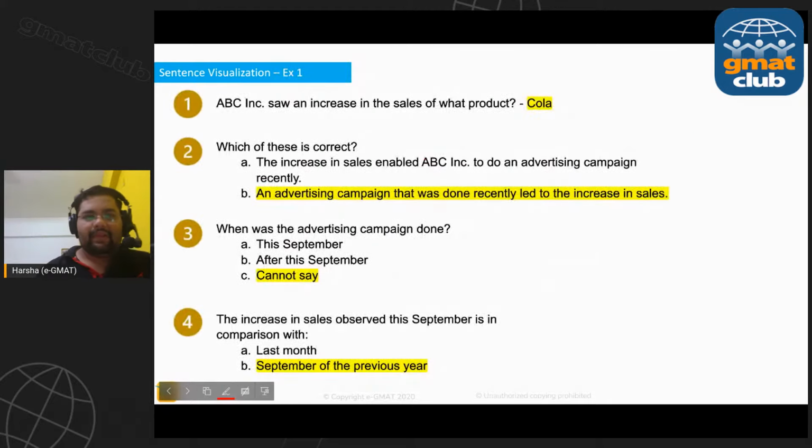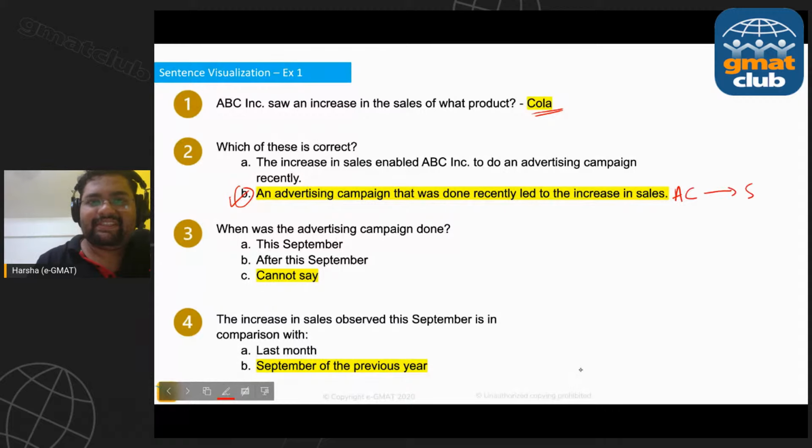So the answers here are very obvious. I would be surprised if any of you did not choose cola. That's good to know that your brain processed cola. I think one or two of you went wrong here. Obviously the answer is B. It is the advertising campaign that led to the increase in sales and not vice versa. When was the advertising campaign done?